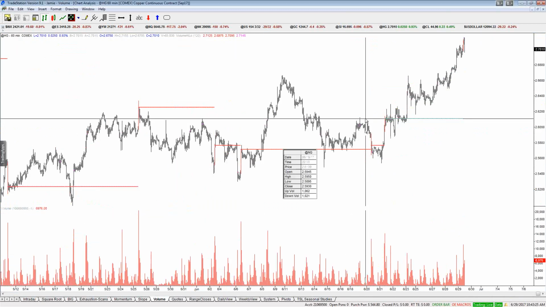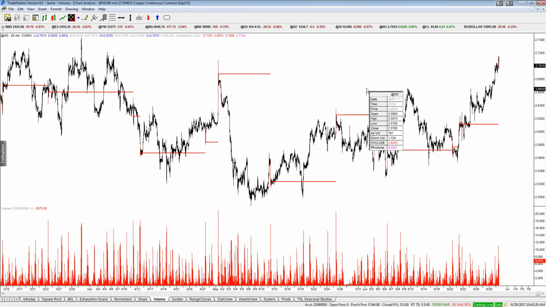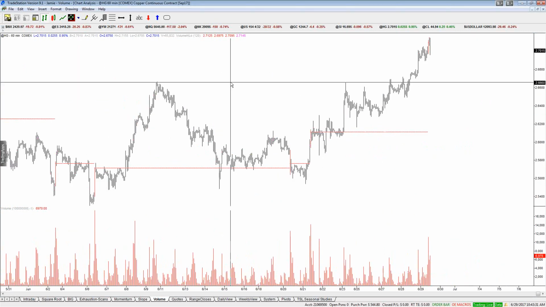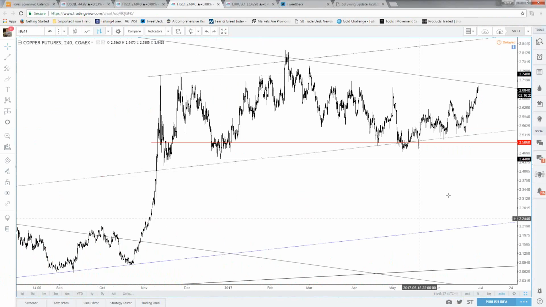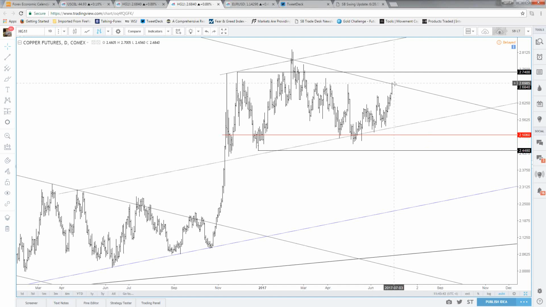All right, so your last volume level down here. To be honest, folks, here's the daily chart, right? You've already rallied up into this level. So when you're asking me what the buy levels are for copper, I'm like, well, it was on support down here.